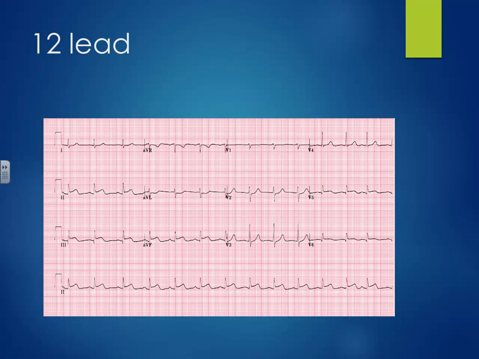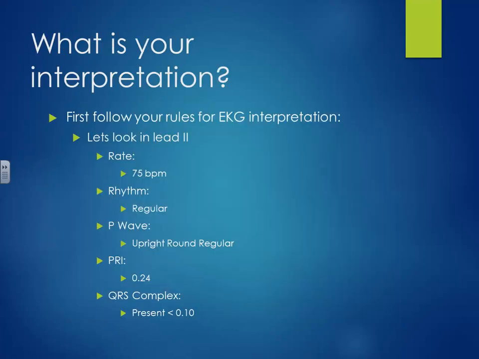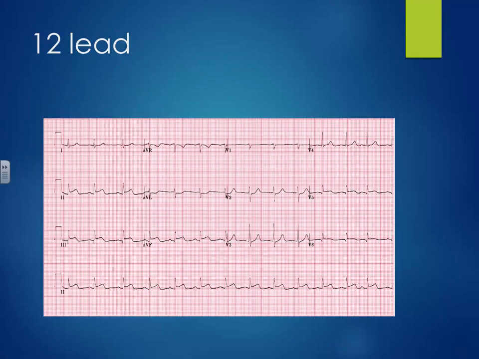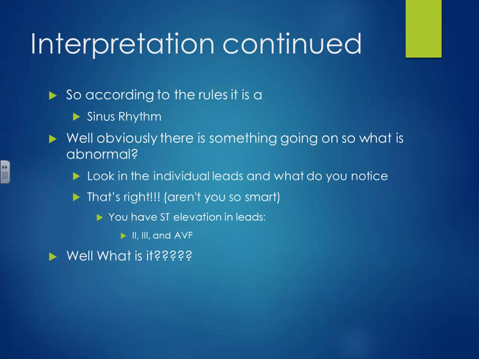To interpret this, first let's look at lead 2. In lead 2, rate 75, rhythm regular, P wave upright, round, regular, PRI is a little bit elongated, QRS complex is present. So if we were just going by those rules, not a whole lot to it, right? But we see something that's jumping out at us that we've got to look at a little bit better. With your 12 lead, you need to look at the individual leads and see what you notice. You have ST elevation in leads 2, 3, and AVF.